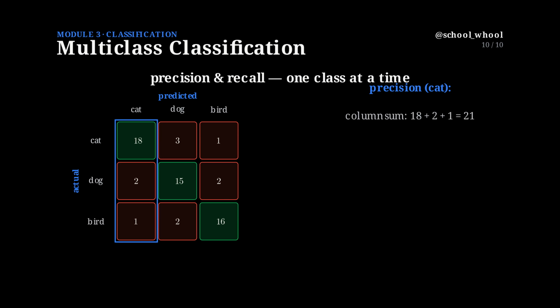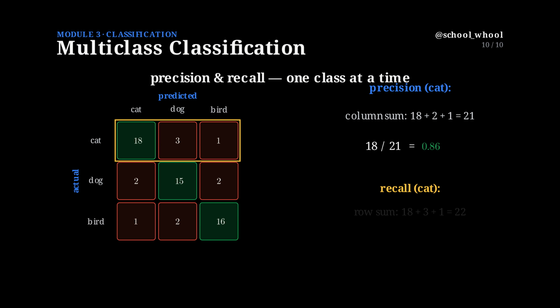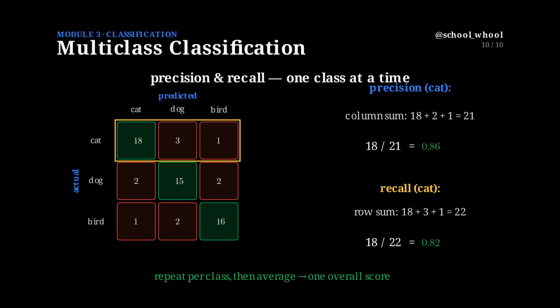Take cat. For precision, we ask, of everything the model called cat, how many really were? Add up the predicted cat column. 18 plus 2 plus 1 is 21. The model was right 18 times. 18 over 21 is precision of 0.86.